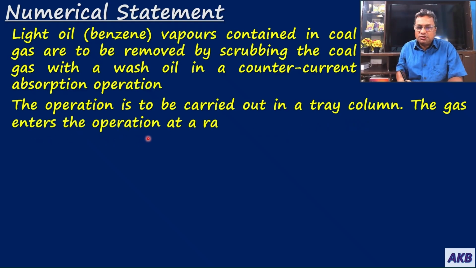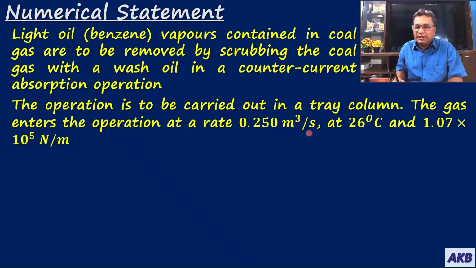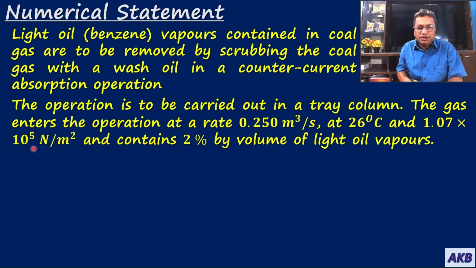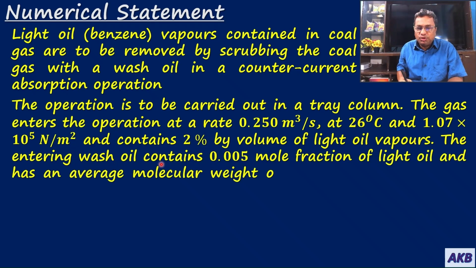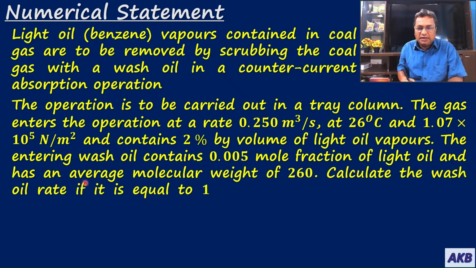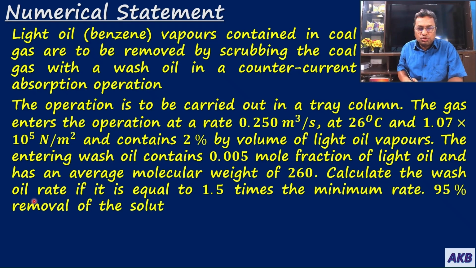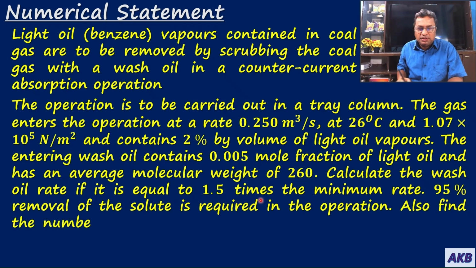The gas enters the operation at a rate of 0.250 meter cube per second at 26 degrees Celsius and 1.07 into 10 to the power 5 Newton per meter square, and contains 2% by volume of light oil vapors. The entering wash oil contains 0.005 mole fraction of light oil and has an average molecular weight of 260. Calculate the wash oil rate if it is equal to 1.5 times the minimum rate.